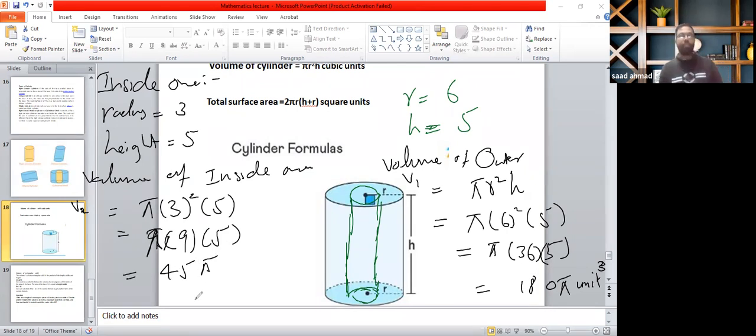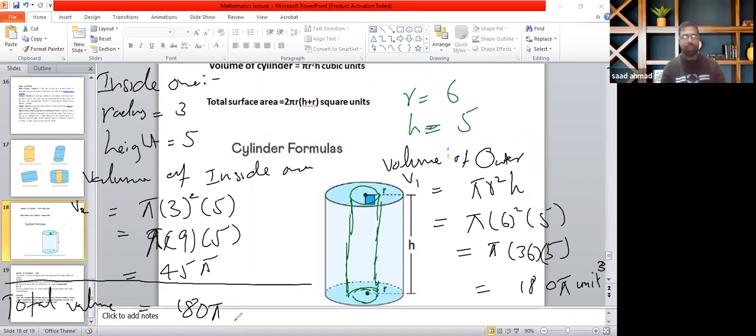All right. So what's the volume that this cylinder can hold? Because it's empty from the inside, what we can do is 180 pi minus 45 pi for the total volume that it can hold. That will be 135 pi unit cubed. When you're doing volume, it's in cubes. Okay, so that's how we can find it.